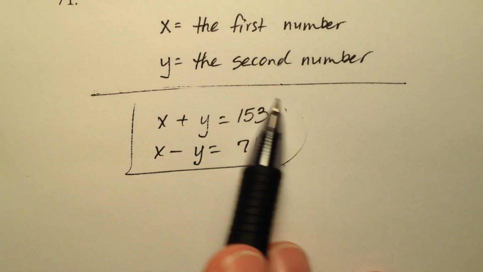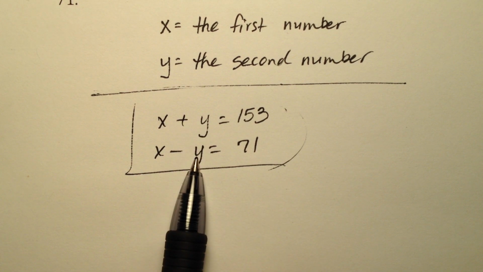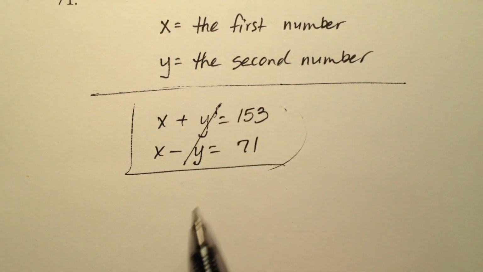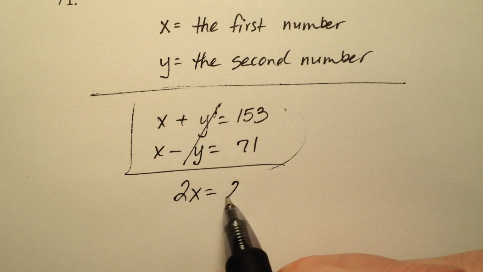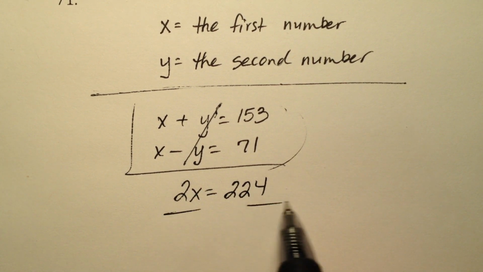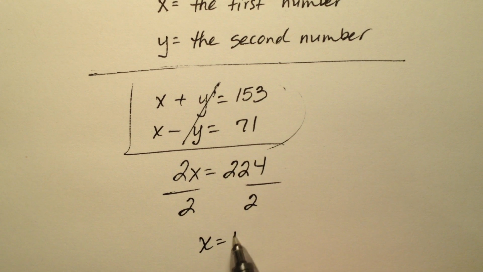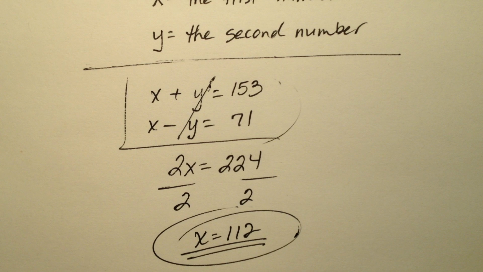So when I look at this system now, it looks like it's perfect for elimination because I have a plus y and a minus y. So when I add these two equations together, the y's cancel, and I'll have 2x equals, and it looks like 224. So when I divide both sides by 2, my value of x looks like it's going to be 112.